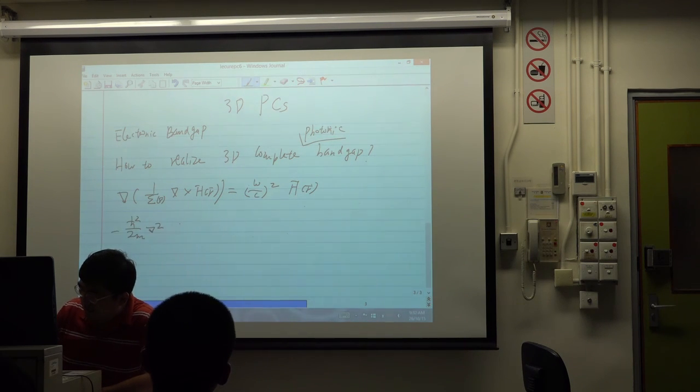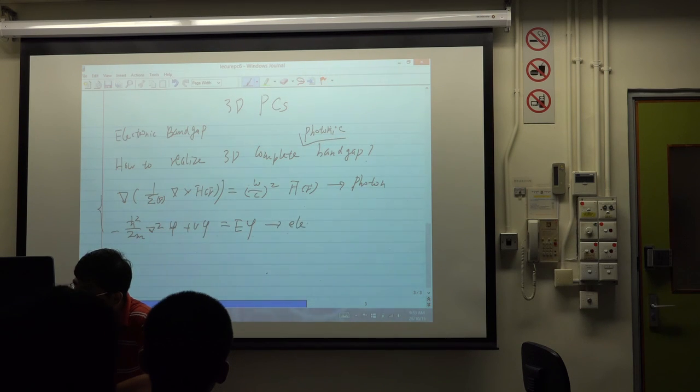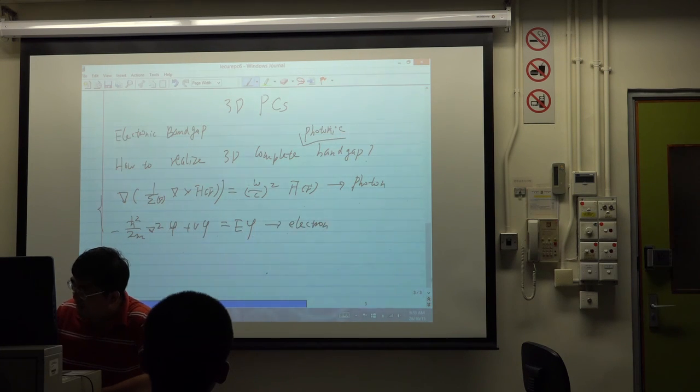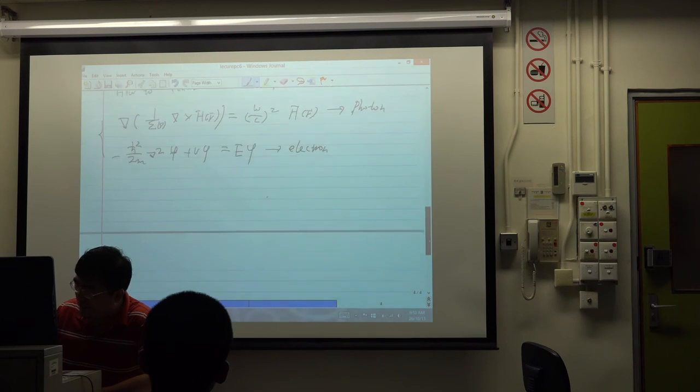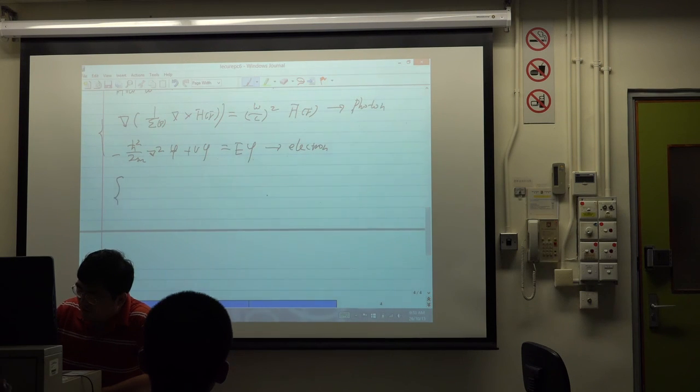This is phi, V phi, E phi. This is for the Schrodinger equation. This is for photon. This is for electron. Okay, so we have an analogy, a very important analogy. That means this Hamiltonian operator in the Maxwell equation is analogous to this operator.